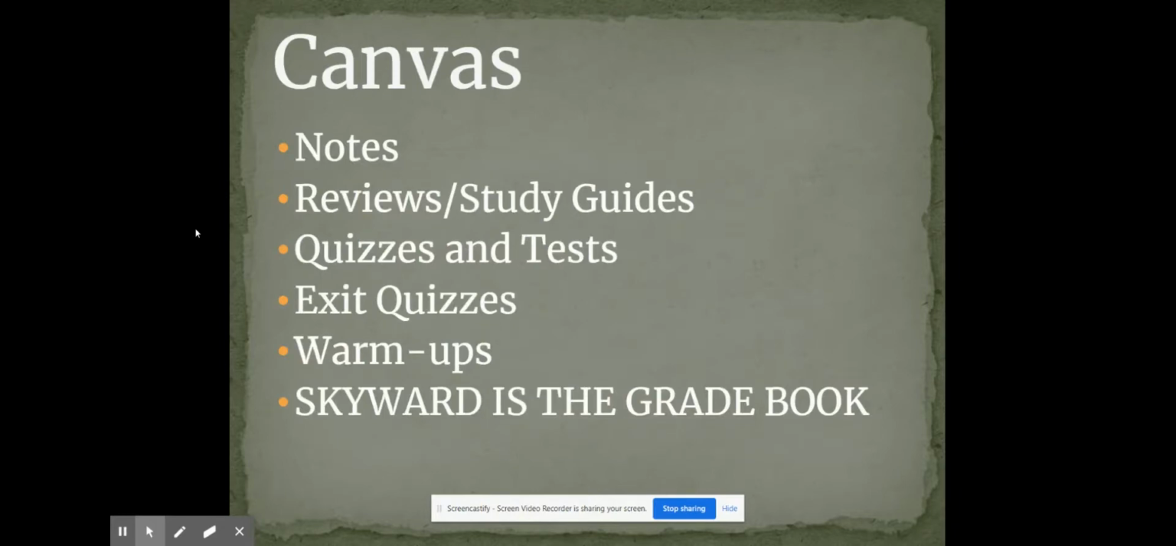Canvas. Canvas is a learning management system that we use for notes, reviews, study guides, quizzes and tests, exit quizzes, warm-ups, but Skyward is our gradebook. Please do not be concerned if you do not see grades in Canvas or things being graded in Canvas. Again, Skyward is our official gradebook.